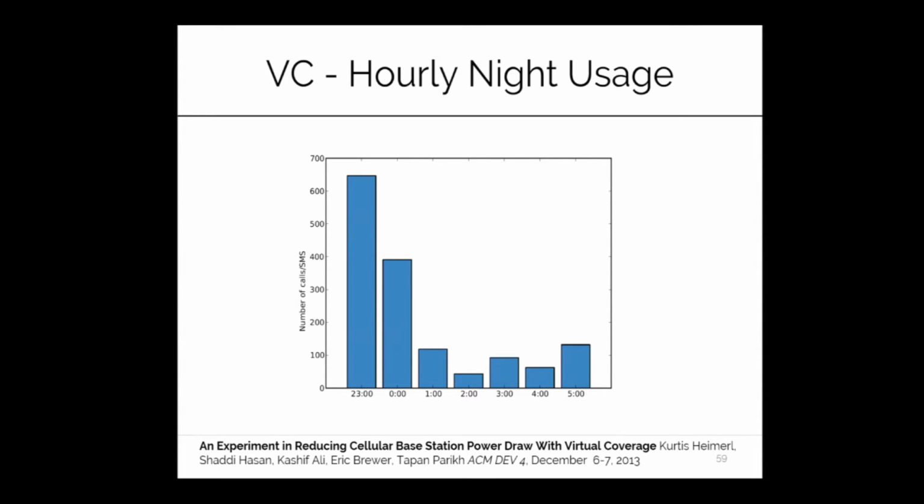So here's the actual usage per hour. You can see, again, everything is dominated towards incoming messages at 2300 and less so in the morning. This is primarily an artifact of that time difference. But it was used throughout all periods of the night. So virtual coverage was working to provide coverage even at times where there were very few users.